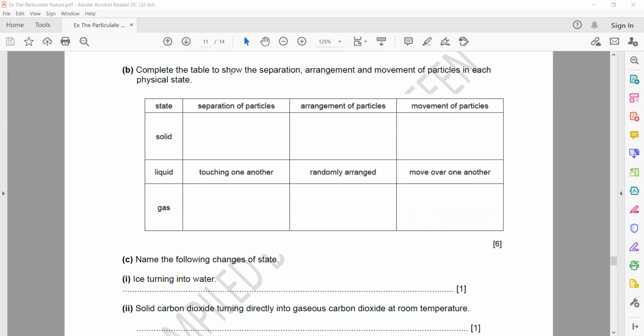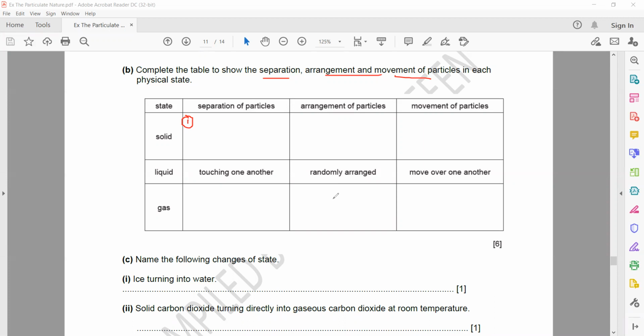Next question, complete the table to show the separation, arrangement and movement of particles in each. One of the rows is done for you. For liquid, they mentioned particles are touching each other, arrangement of particles is random and they move over one another. That's for liquid. But what about solid? If I want to answer the first one, separation of the particles. Are the particles touching each other? They're vibrating at one position, tightly packed, and they're touching each other.